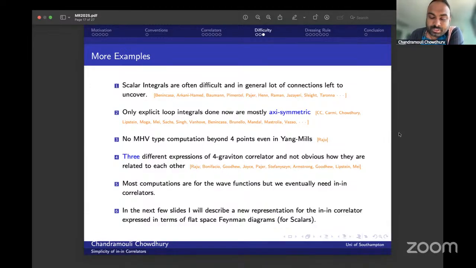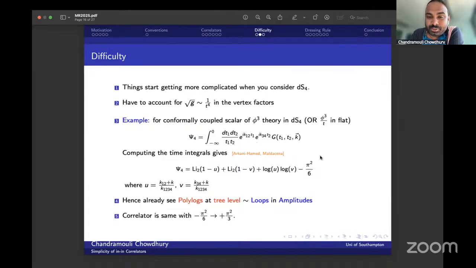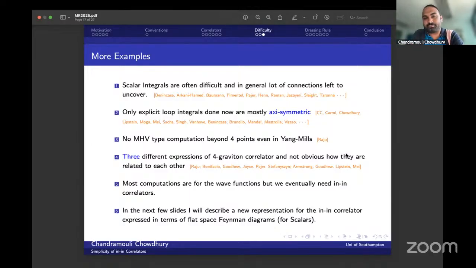One such connection, for example, is that you can show this kind of wave function is exactly related to a particular loop diagram. But in general, there's a lot of structure left to uncover. And if you start asking questions about loops in de Sitter, you can imagine that will be an even harder question. We don't have any explicit example of loops in de Sitter beyond some axisymmetric examples, by which I mean things like bubble diagrams or products of bubbles and so on. For instance, we still don't have a very good understanding of how the triangle diagram looks, which you often do in a QFT 2 course.